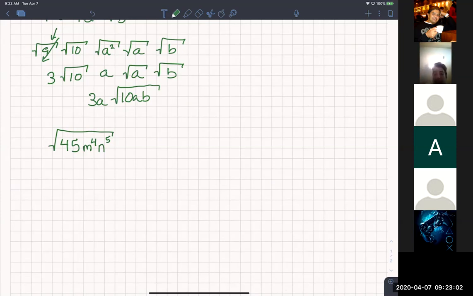Is it 3m squared square root 5n to the fifth? Anyone else have something different?